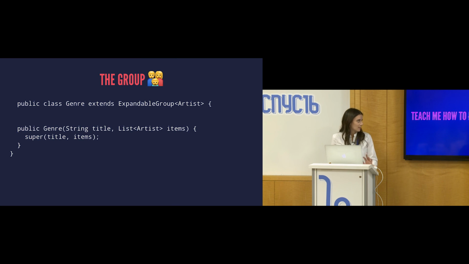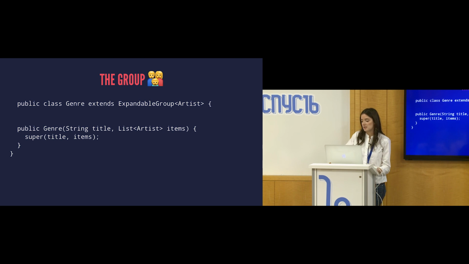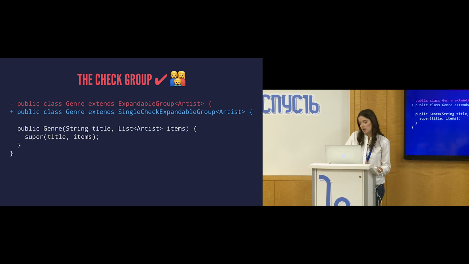All right. Again, starting from the beginning, here was our good friend, the genre class, which was our expandable group. In this case, we're actually making some changes to the models, not just the views, because being checked while it is a view state also affects the data. So rather than extend expandable group, you need to extend single check expandable group. You may be wondering, what if I wanted multi-check?